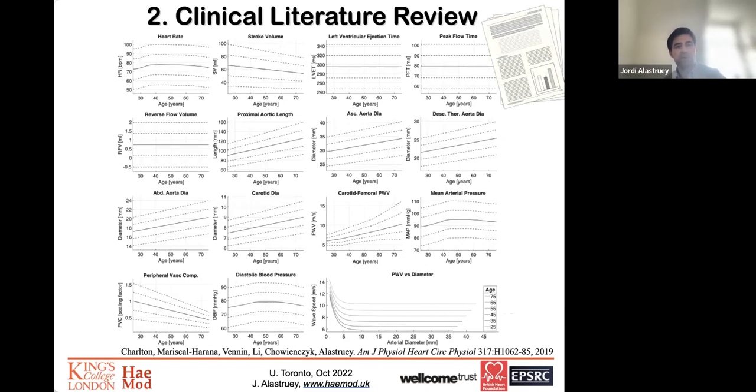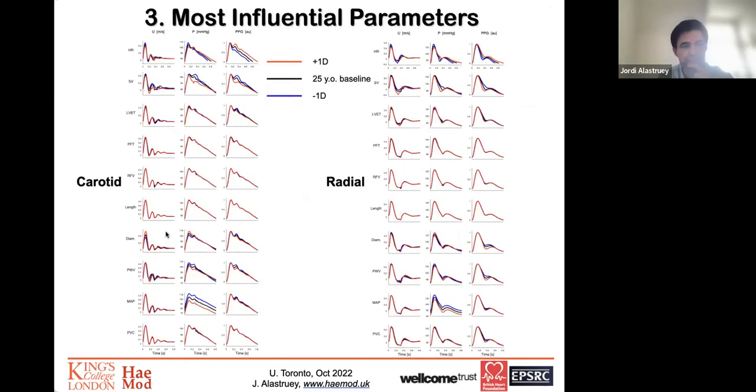So the second step in our methodology to create a data set of in silico pulse waves consists of reviewing the clinical literature to determine how model input parameters change with age. And this is a summary of the literature review findings. So for each parameter, we have a mean value, shown in solid line, and standard deviation values in dashed lines indicating 1 and 2 standard deviations. And the pulse wave speed plot, which is at the bottom right here, shows the baseline wave speed as a function of diameter for each age.